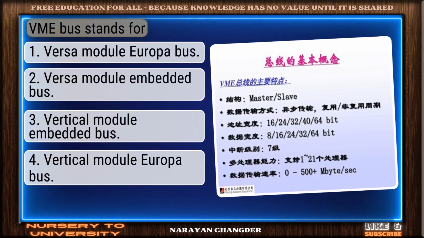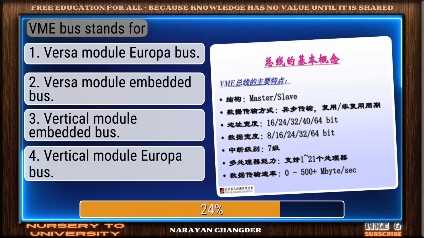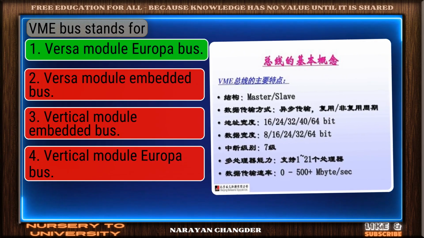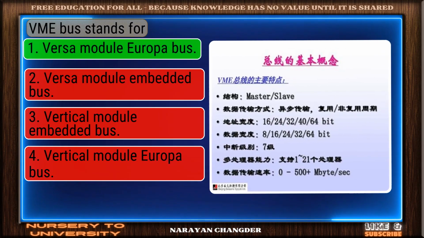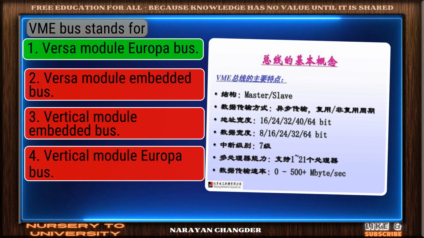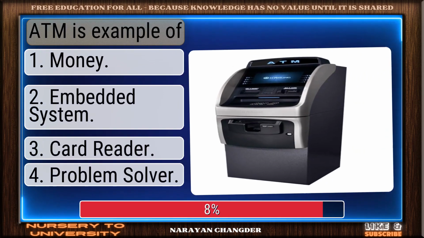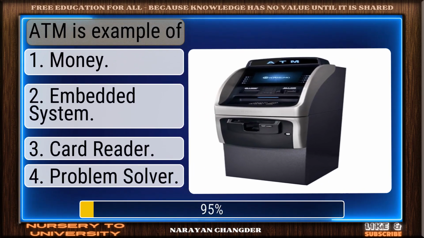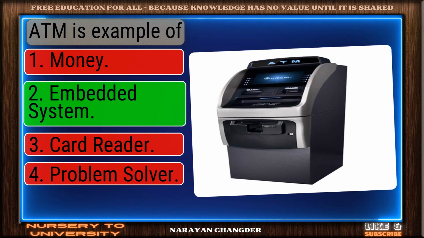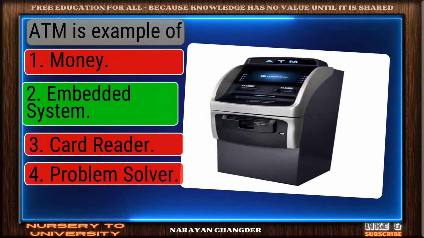Question number 79. VMEbus stands for. Well reasoned. Versa Module Europa Bus is the correct choice. Question number 80. Atom is an example of. Smart pick. Embedded system is the correct choice.